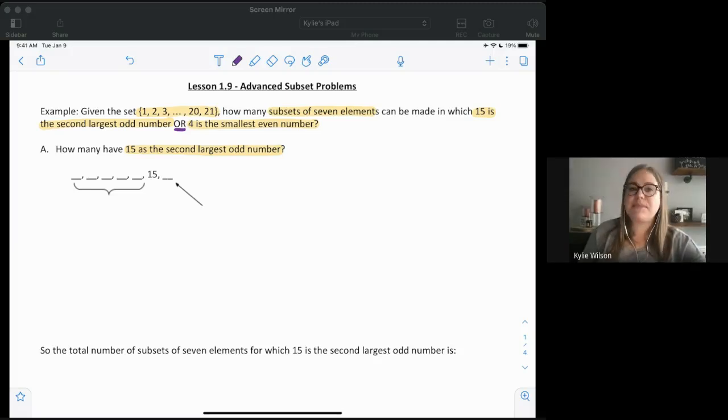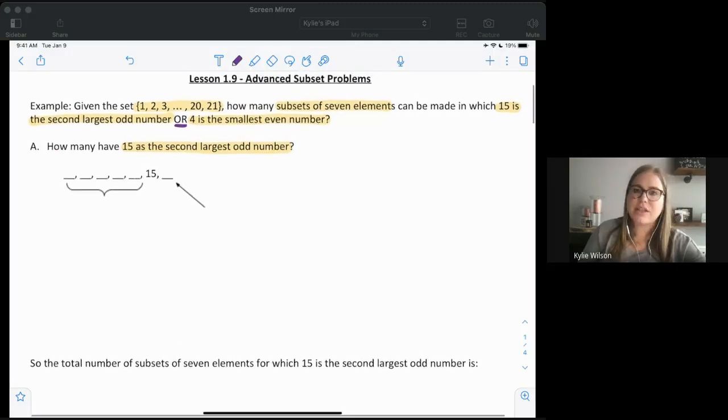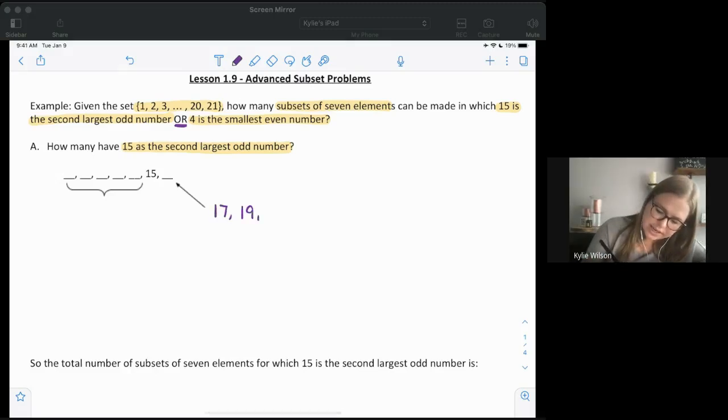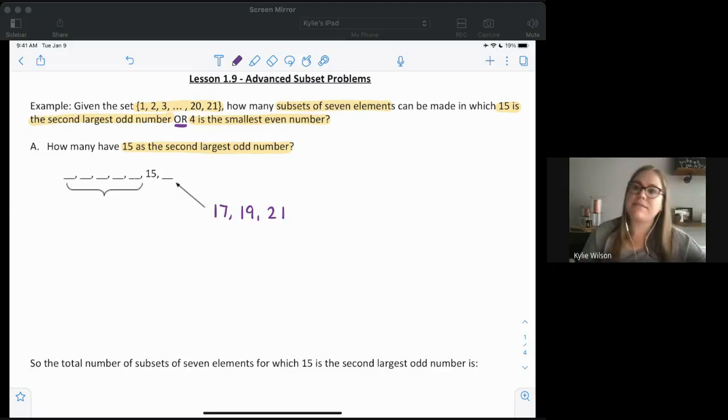So 15 has to be the second largest odd number. What I've done is I've just drawn out 7 little spaces, and we've put in 15 as the second largest odd number. So the numbers that could be greater than it and also odd are 17, 19, and 21. We're just going to look at those because the larger even numbers could be picked with all of the other numbers. There are no conditions that impact the larger even numbers, so we're not going to worry about them right now. We're just going to worry about the larger odd numbers.